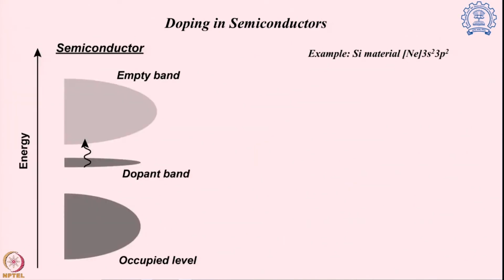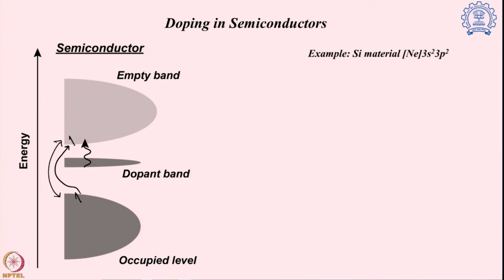Now we come to another very important aspect, the doping. As we just showed, semiconductors can show some conductivity, but the issue is that there is an energy gap between the occupied level and the empty band. If we want to cross over this gap, we have to give enough energy from temperature so that the occupied electron can come to the conduction band.